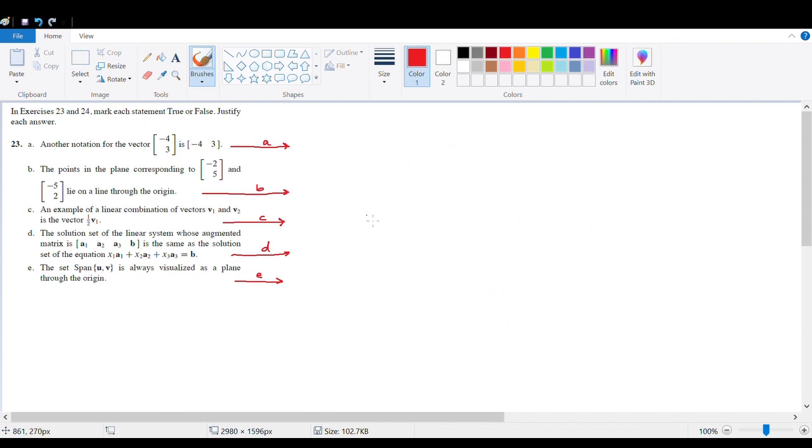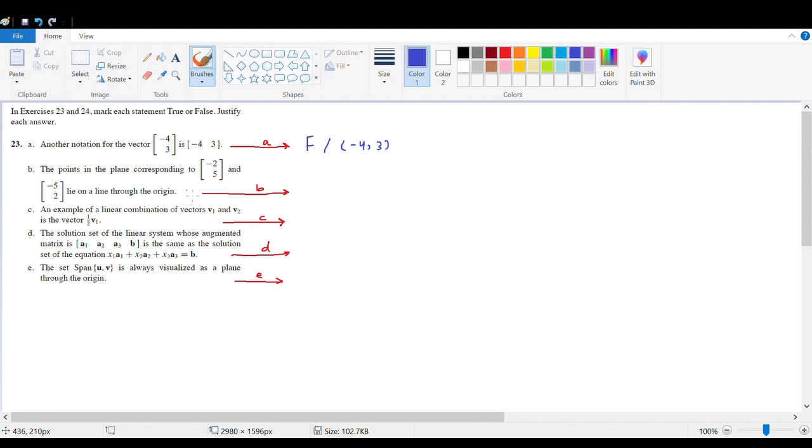In 23, we need to mark each statement true or false and justify our answer. So the first statement, another notation for the vector minus 4, 3 is minus 4, 3. This one we said it is false because this is a matrix of 2 by 1, and this is another matrix which is 1 by 2. We said another form for the vector minus 4, 3 is the point minus 4, 3, not the matrix minus 4, 3.